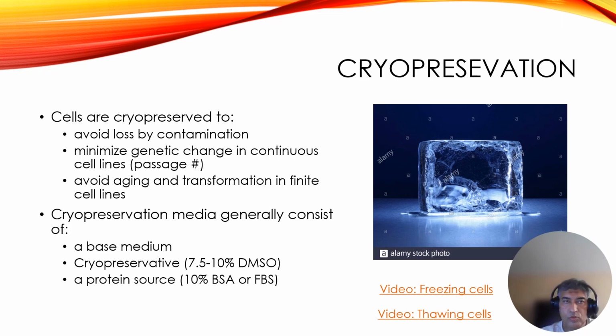To save cells, the procedure is called cryopreservation. Cells are cryopreserved to avoid loss by contamination, minimize genetic changes, and continue cell lines. Passage number matters to avoid aging and transformation in finite cell lines. Cryopreservation media generally consists of base medium, cryopreservative 7.5 to 10% DMSO, and a protein source, 10% FBS. In this slide, I have attached videos on how to freeze cells and how to thaw cells.